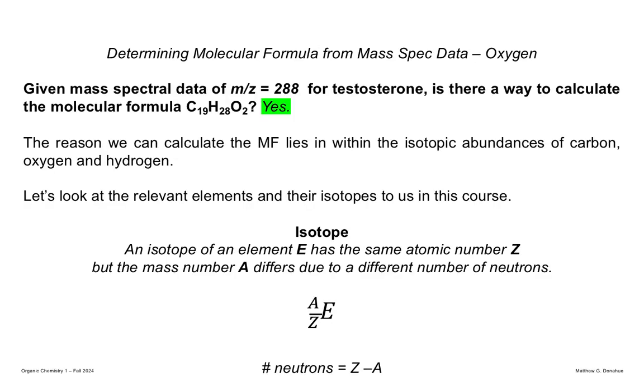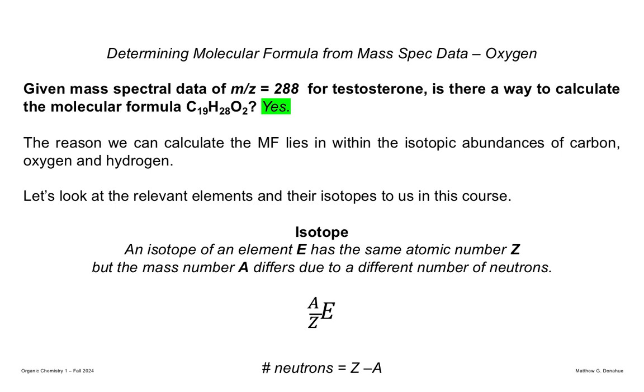So the question is, given the mass spectral data of M to Z equal 288 for testosterone, is there a way to calculate the molecular formula C19H28O2? So now pretend you don't even know what the structure is. You're just given this number, 288. Can you figure out what is the molecular formula, and then ultimately, what is the structure?